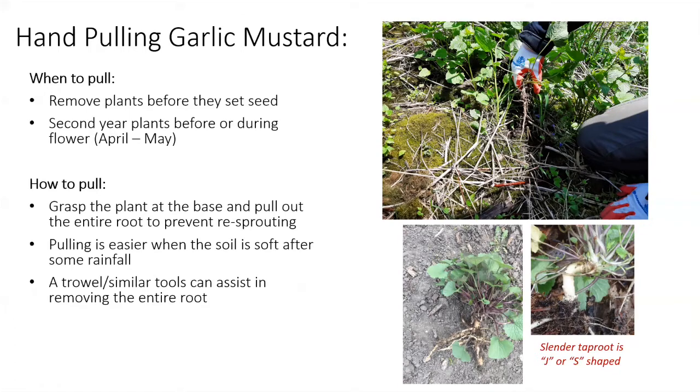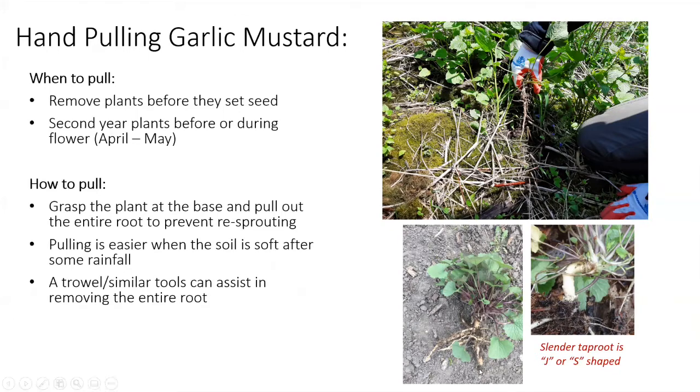And pulling isn't very difficult. You grasp at the base of the plant and pull out the entire root to prevent resprouting. It's easier to do when the soil is soft and after some rainfall. If you're having any difficulty, a trowel or similar tool can assist.